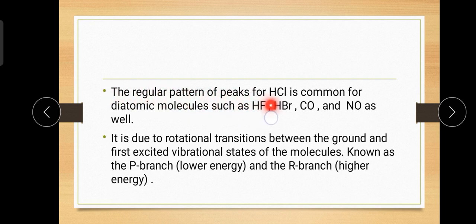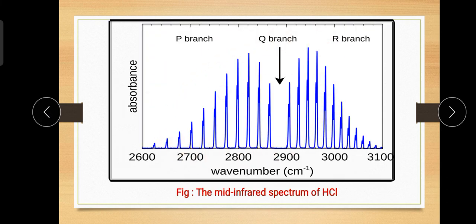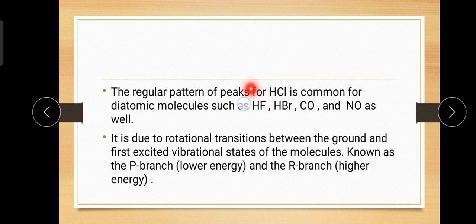The regular pattern of peaks for HCl is common for diatomic molecules such as HF, HBr, CO and NO as well. That means this spectrum is for HCl. Similarly, the spectra for diatomic molecules like HF, that is hydrogen fluoride, hydrogen bromide, carbon monoxide, nitrogen oxide, are all similar. That means the regular pattern of the peaks observed in all those diatomic molecules is similar to that in HCl.